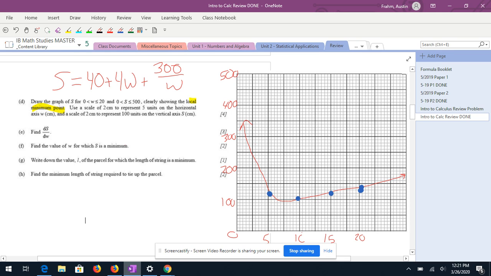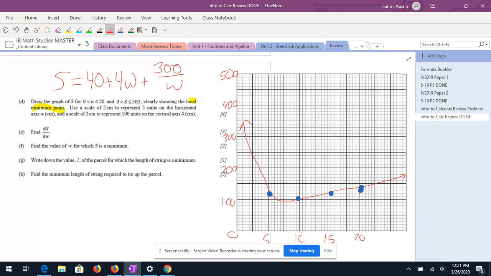All right, so continuing on with problem number 1, we found in part C that S equals 40 plus 4W plus 300 over W. And in letter D, they wanted you to draw a graph. All right, so I've already done that for us, but the point of this was to show the local minimum point. So what we would want to do is plug that equation into y equals into our calculators.